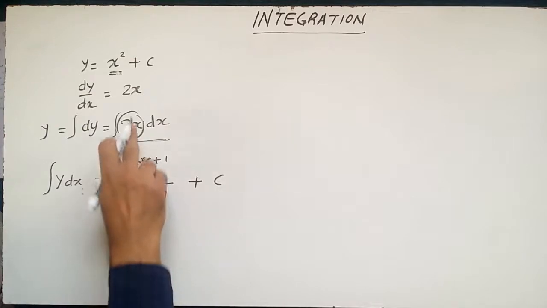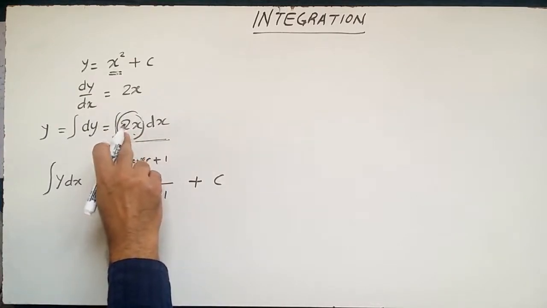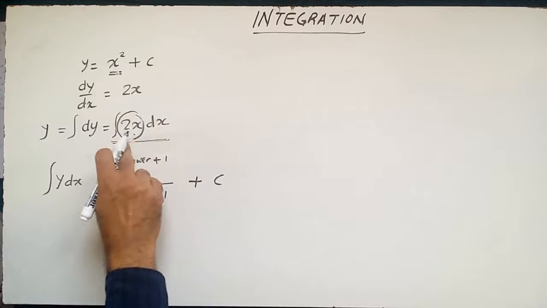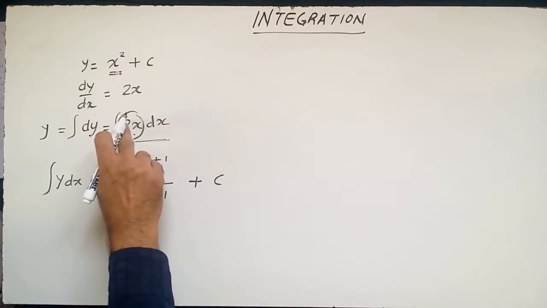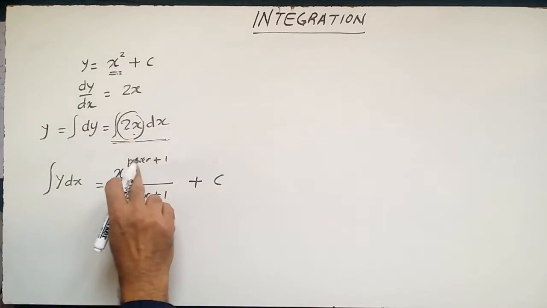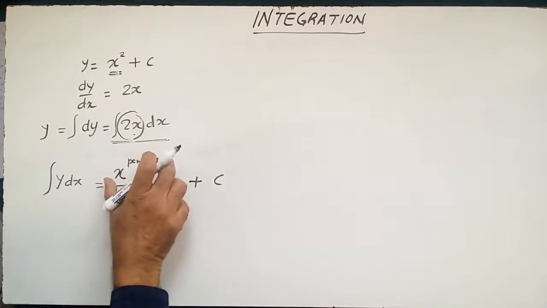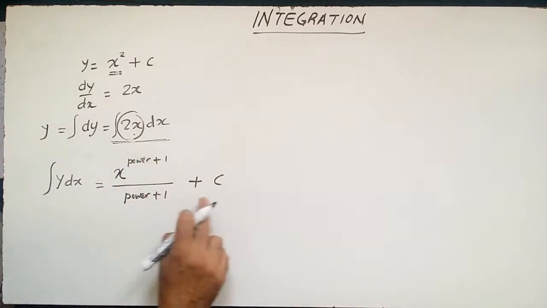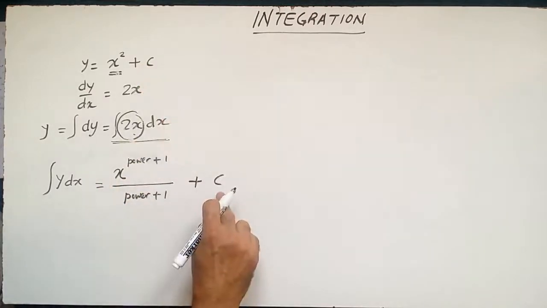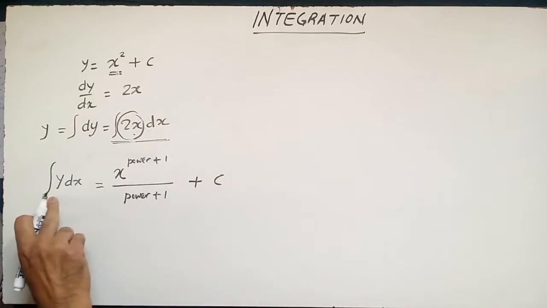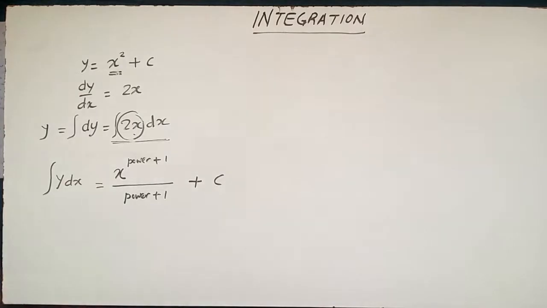And since 2 is there, if this becomes 2 and we divide it by 2, then this 2 and this 2 will cancel off. So basically what we are doing is we are dividing this one by power plus 1 and then we add the constant of integration to get to the final integration formula. So we can write the formula like this.